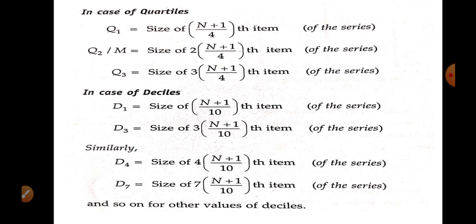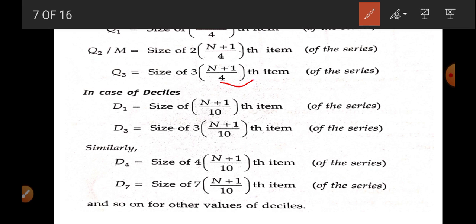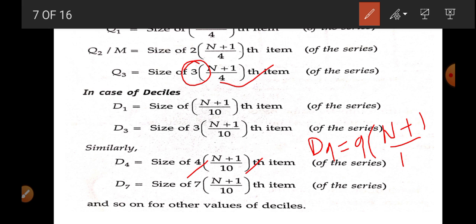What are the formulas? In case of Q1, it is (n+1)/4, and in Q3 it is (n+1)/4, with 3 outside. D1 is (n+1)/10, D3 is 3(n+1)/10, D4 is 4(n+1)/10, D7 likewise. In this way, if you are going to calculate D9, it becomes 9(n+1)/10. Okay, decile divides into 10 parts, so that is why we divide by 10.